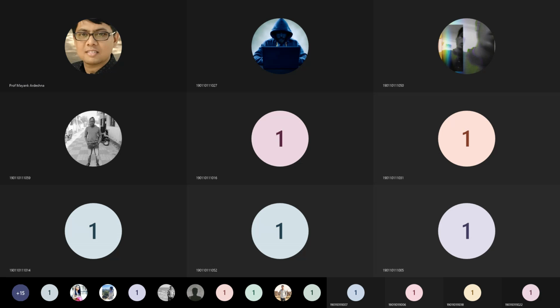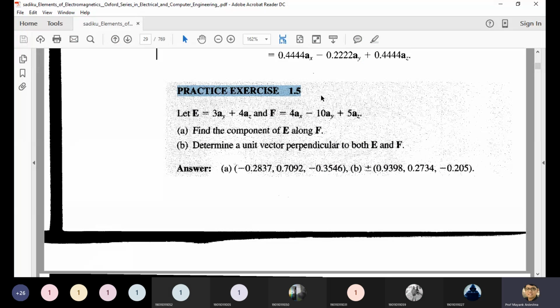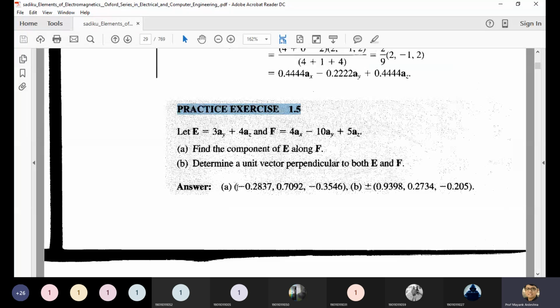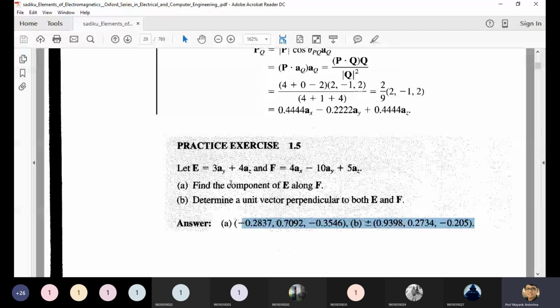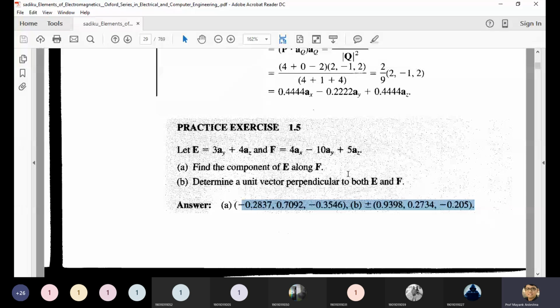I'm just sharing the screen. So this is your practice exercise 1.5. Clear? The answer is already given over here. Somehow you have to solve it. This is almost similar to the example we discussed right now. Find the components of E along F and a unit vector which is perpendicular to both E and F. I think this was already discussed in the previous lecture. You have to find E cross F, which is perpendicular, and identify its unit vector which is perpendicular to both E and F.